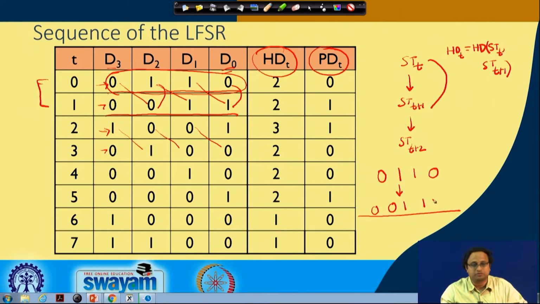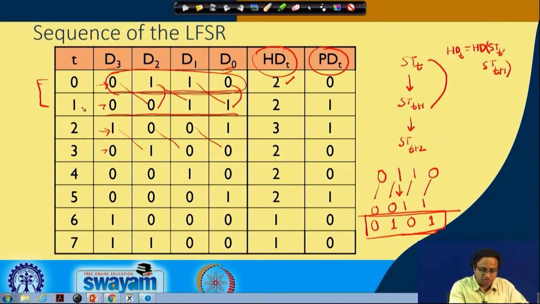If I take an exclusive OR between these bits, then 0 XORed with 1 is 1, 1 XORed with 1 is 0, 1 XORed with 0 is 1 and 0 XORed with 0 is 0. So the Hamming distance is also the Hamming weight of the exclusive OR between the successive states. Therefore, the Hamming distance in this case is 2. That is written as 2 here. Likewise, the Hamming distance between the clock cycle 1 state and the clock cycle 2 state is also 2, but between 2 and 3, if I XOR them, I have got 1 here, 1 here and 1 here.